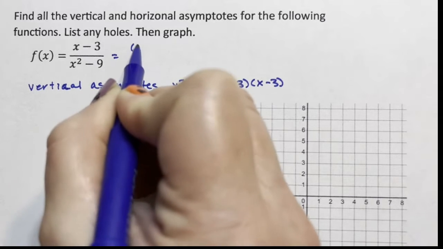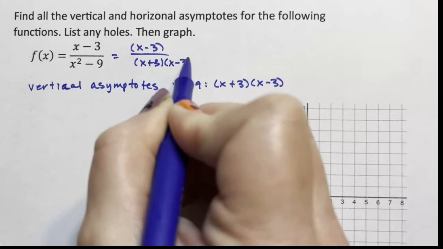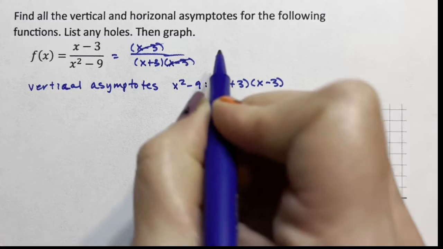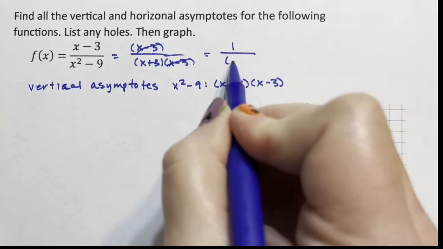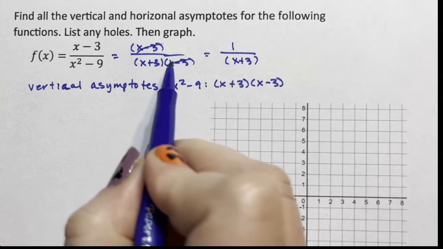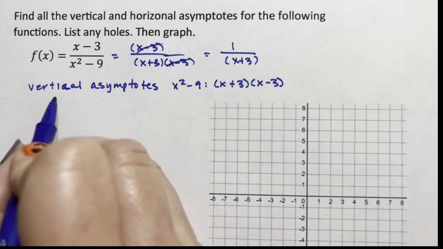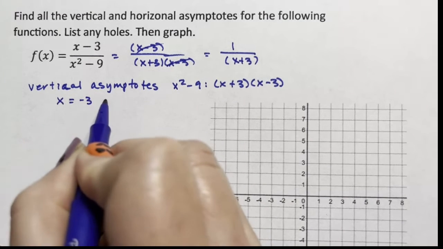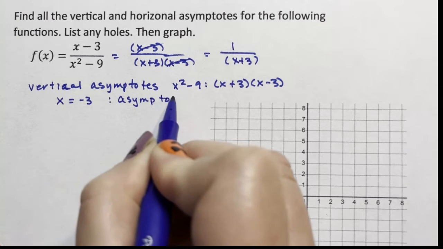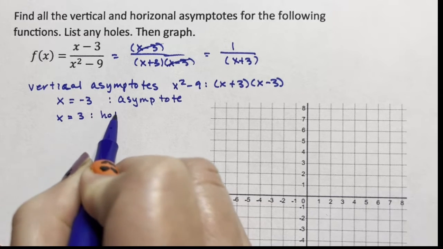So if I do that, x minus 3 over x plus 3, x minus 3, I'm going to notice that those reduce, because x minus 3 divided by x minus 3 is 1, and I'm left with 1 over x plus 3. This is what I'm going to end up graphing. When this reduces out, x equaling negative 3 is an asymptote, and x equaling 3 is a hole.